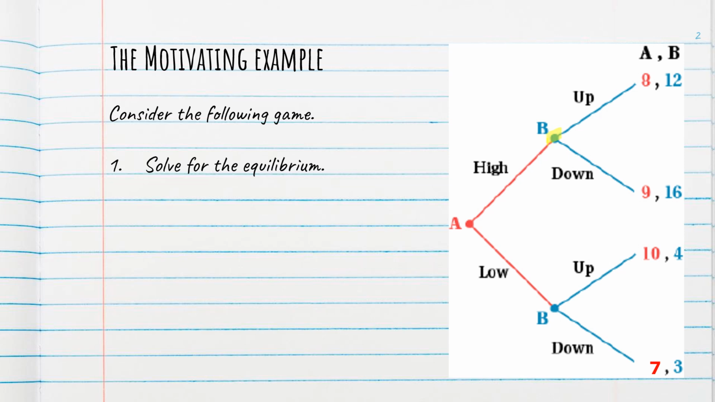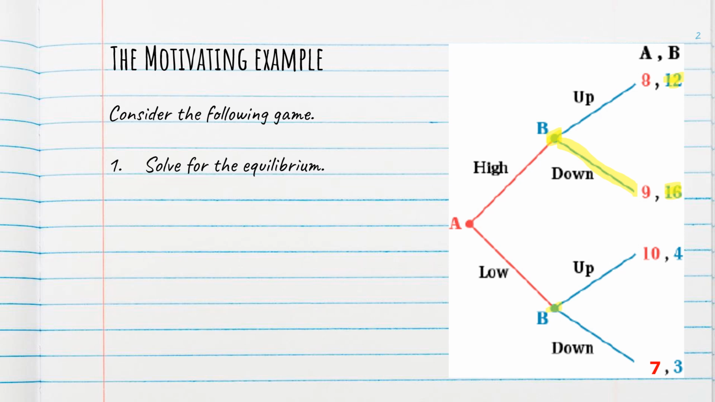So let's first start imagining they're sitting right here. They've observed that player A has chosen high, and they have a choice. They can go up or down. If player B chooses up, they'll get 12. If they choose down, they'll get 16. So they're comparing this to this. 16 is clearly preferable, so I'm going to highlight this path to indicate that that's the path that they would follow if they found themselves at this decision point.